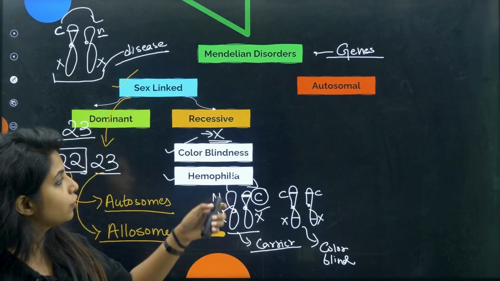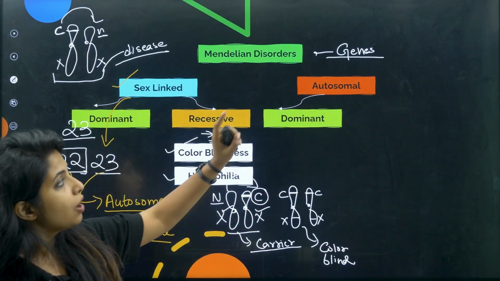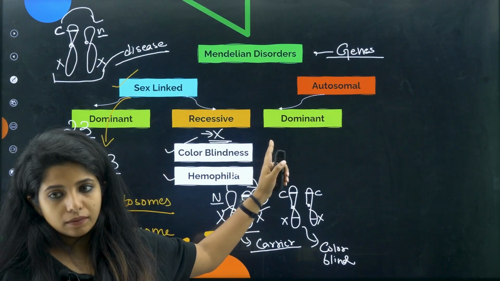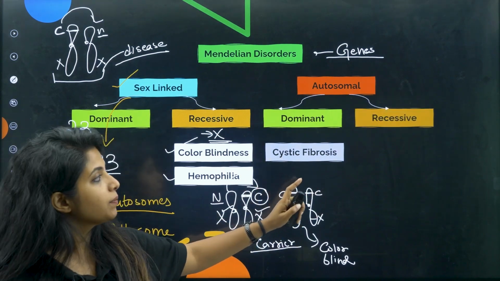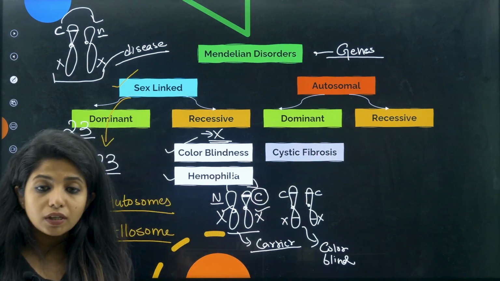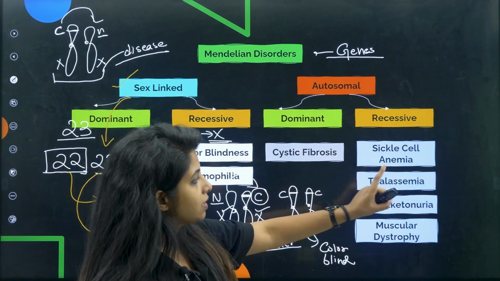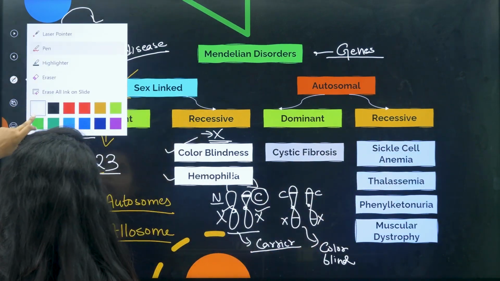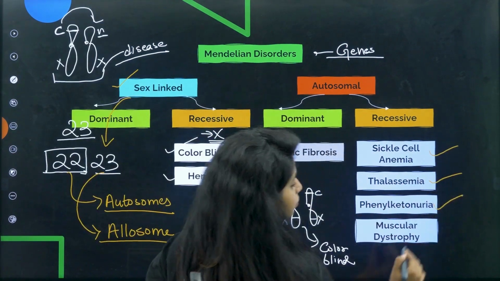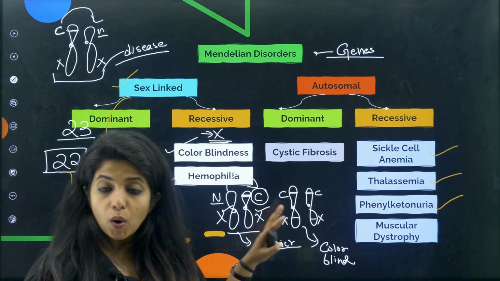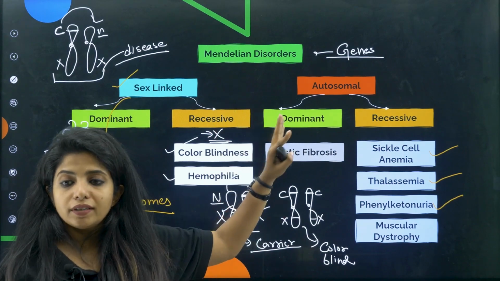On the other hand, if we talk about other diseases, for autosomal dominant, the example is cystic fibrosis, which is not given in your book. Then for autosomal recessive, there are three things given in your book and one that is outside. Sickle cell anemia, thalassemia, phenylketonuria and muscular dystrophy are all autosomal recessive diseases.